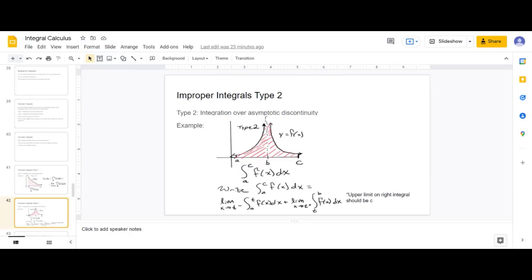So if we have an asymptotic discontinuity, it might look something like this. This is an example of asymptotic discontinuity. So I write it with the limit as t approaches from the left now, because we have to consider coming at it from one side, and then we add the limit from the right to b.